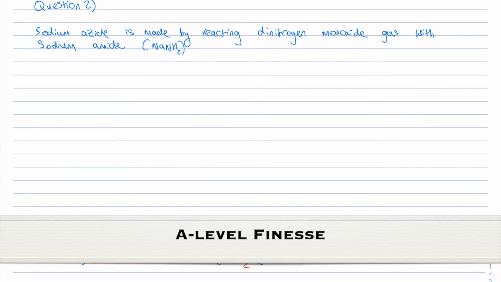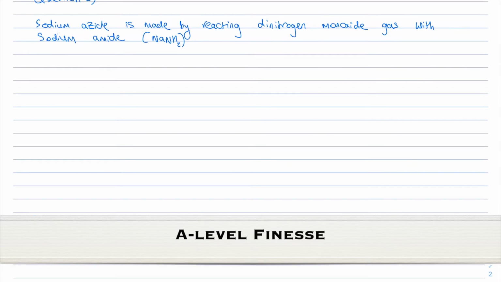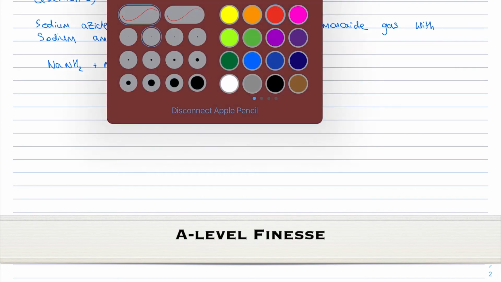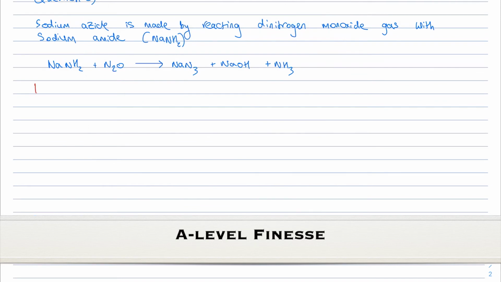Sodium azide is made by reacting dinitrogen monoxide gas with sodium amide, and the equation is NaNH2 add N2O goes to NaN3 add NaOH add NH3. And we have to balance this equation. So we go through the same steps again. We write the elements on the left hand side and we compare it with the elements on the right hand side and basically balance them.